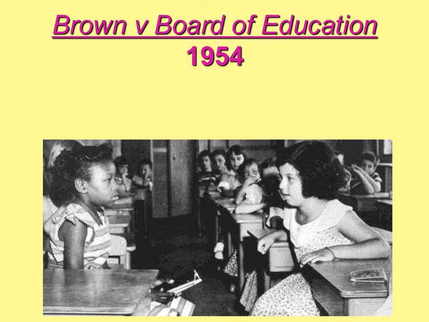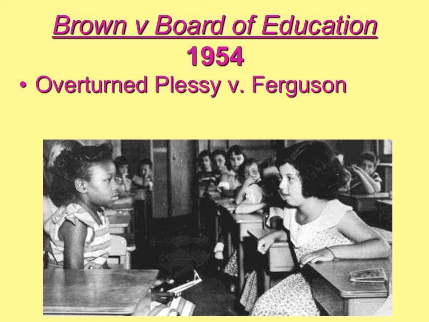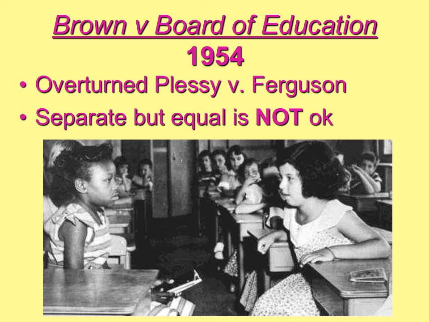You really can't talk about Plessy versus Ferguson without now talking about Brown versus Board of Education. Again, it took almost 60 years for people to figure out that maybe separate but equal is not actually equal. And so this overturned Plessy versus Ferguson, and it said, in fact, that separate but equal is not okay. Again, dealing with the 14th Amendment.